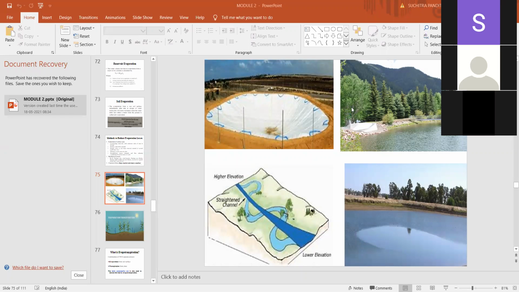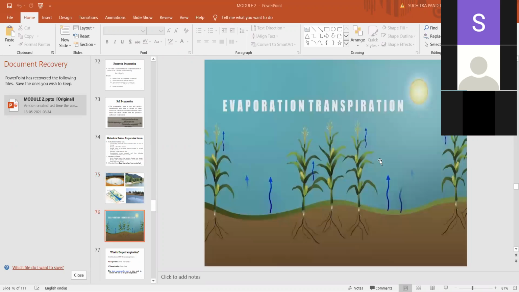And also you can see by growing trees, generally on the periphery of the reservoir, on the periphery of the pond, it acts as a windbreaker. So thereby you can reduce the evaporation losses. And also you can see here a thin film of cetyl alcohol is spread over the exposed water surface area. So thereby you can reduce the evaporation losses to some extent.